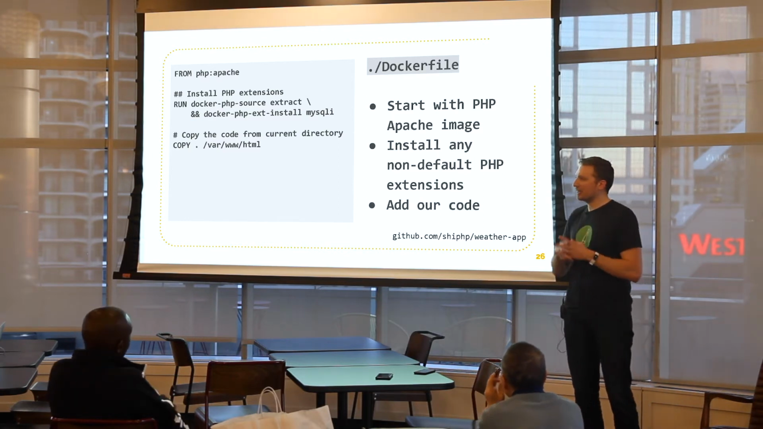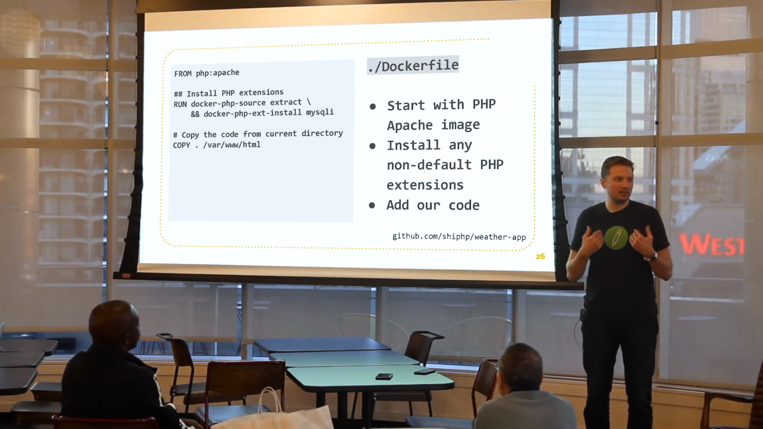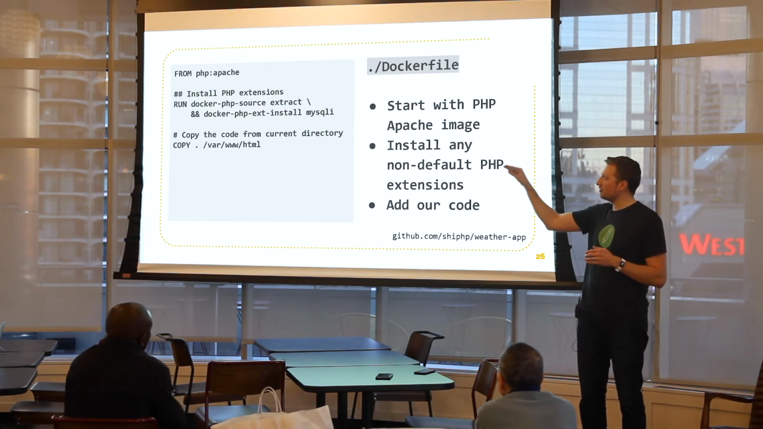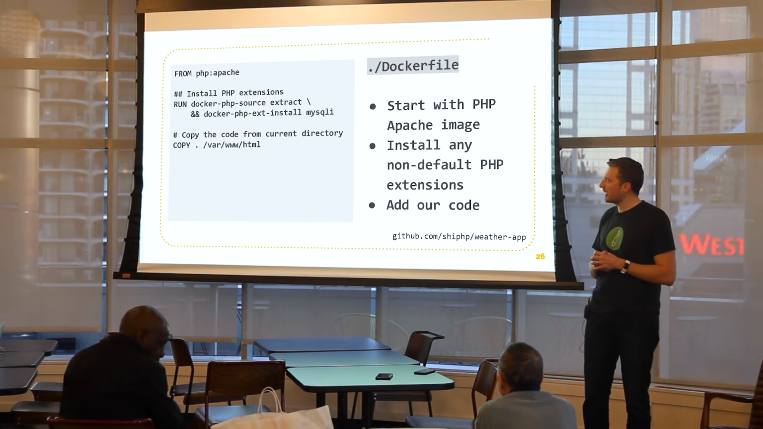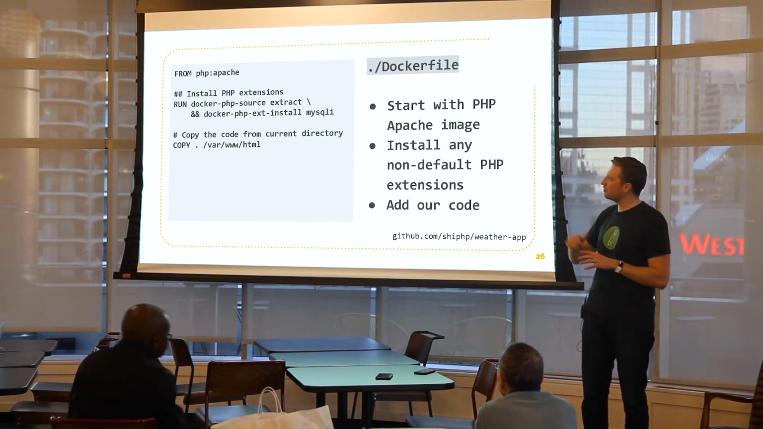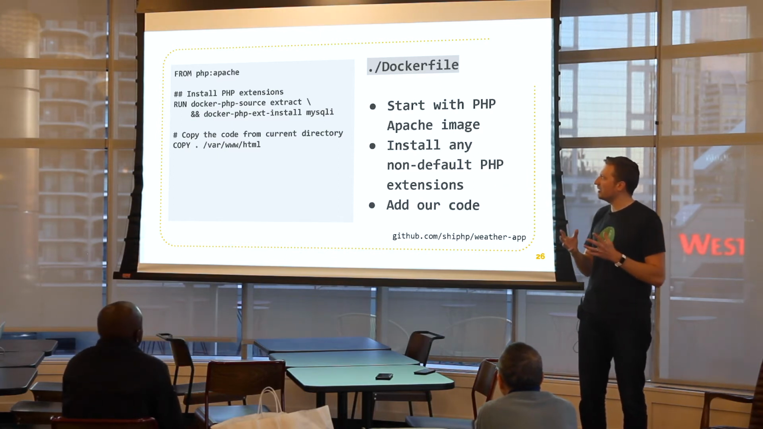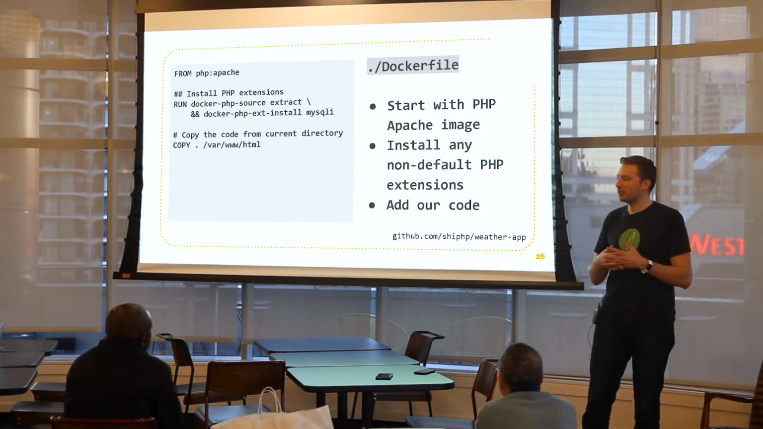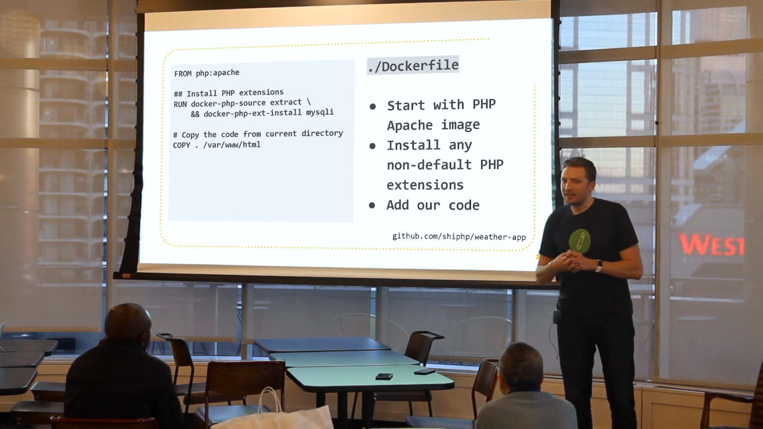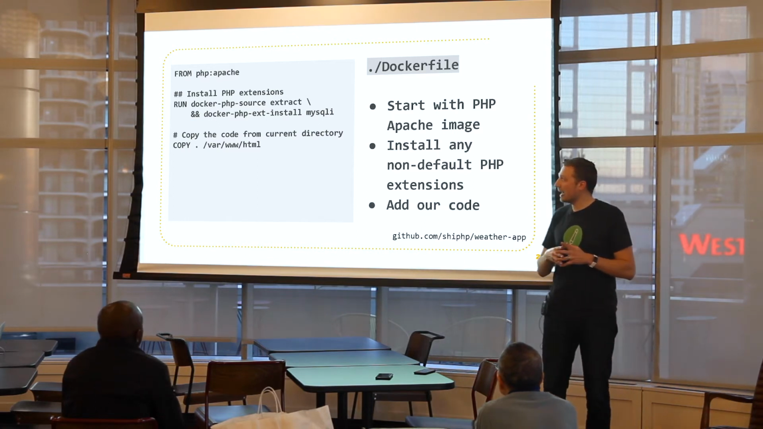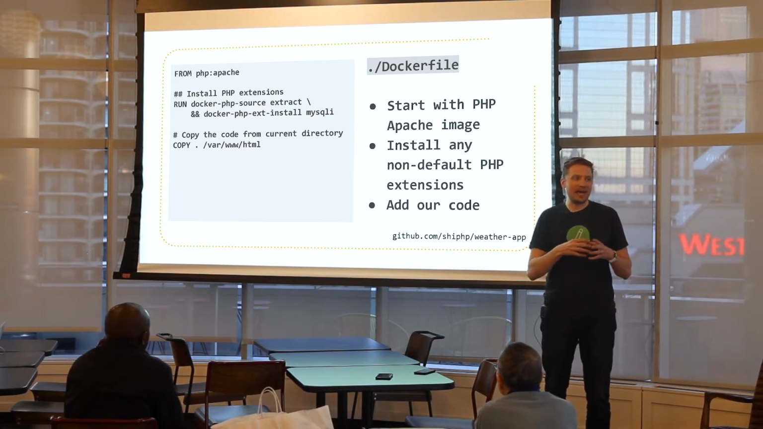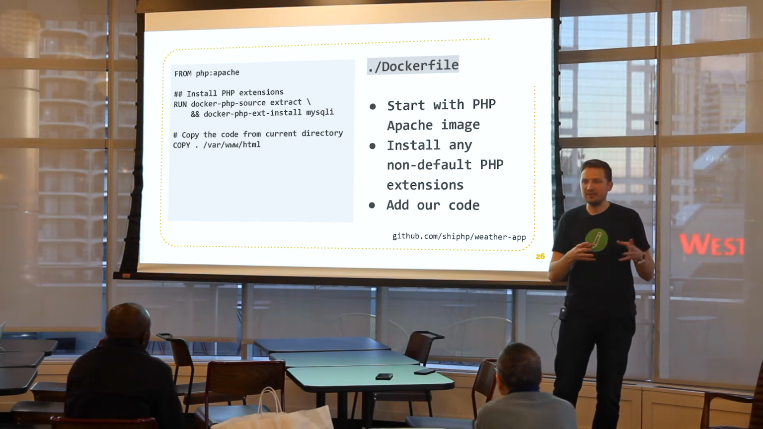So this could be used for lots of different apps, and I may not want all that extra gunk in there. And so what PHP is letting us do is decide which extensions we want to install. So in my case here, I'm just extracting the source, which is just kind of like getting me ready to install, and then I'm installing MySQLi, which will let me connect to a MySQL container. And then the last step here is we're just going to copy the code from our current directory to /var/www/html, which is where Apache will serve the files out of by default.